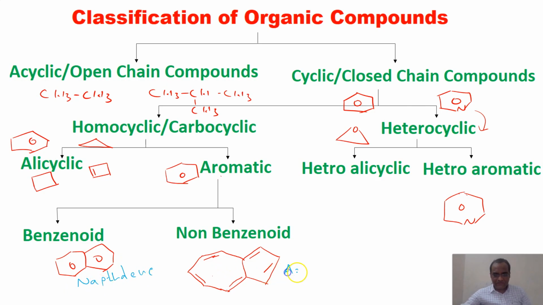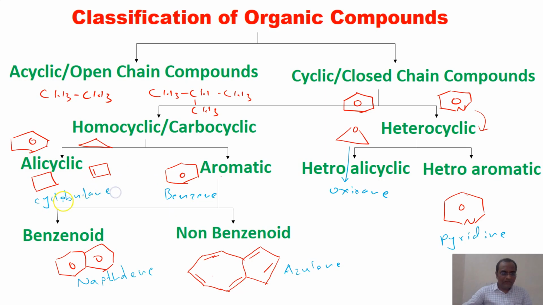Here it is azulene. And here it is pyridine. And this structure is of an oxirene. So this will be the structure of an oxirene. Here it is benzene and cyclobutane, and this will become cyclobutene.